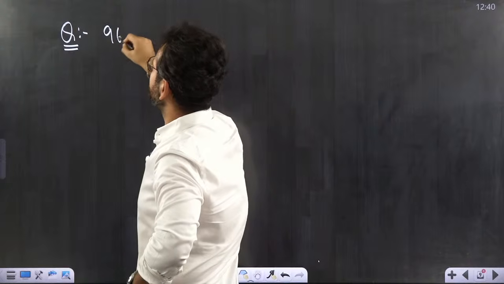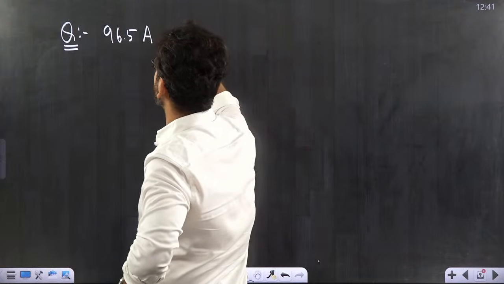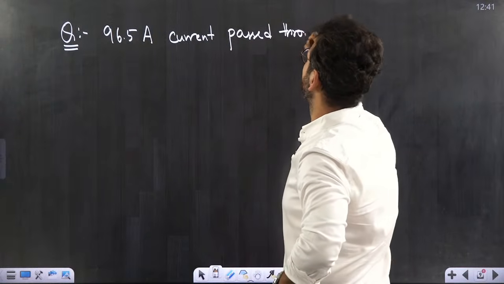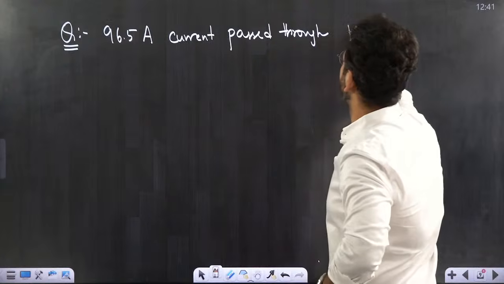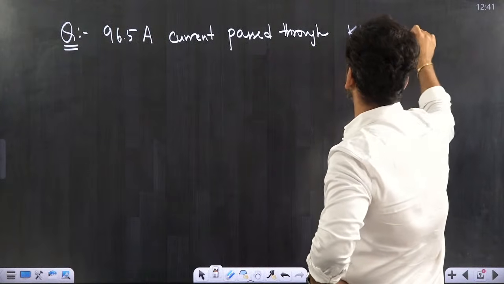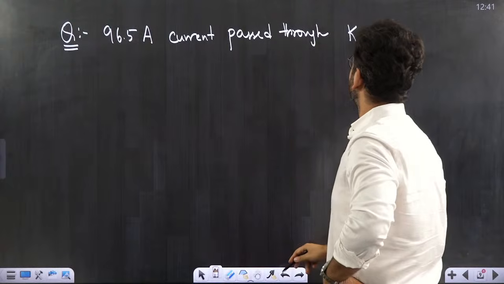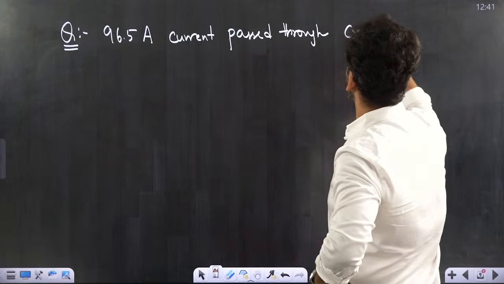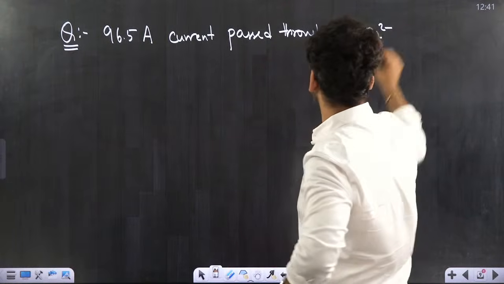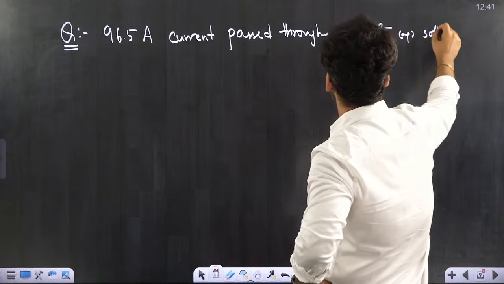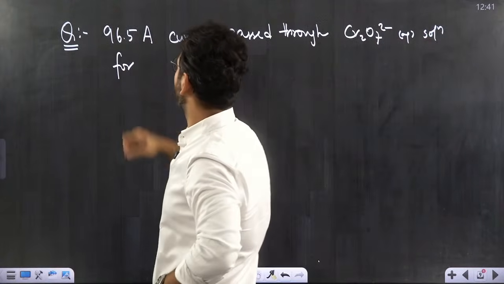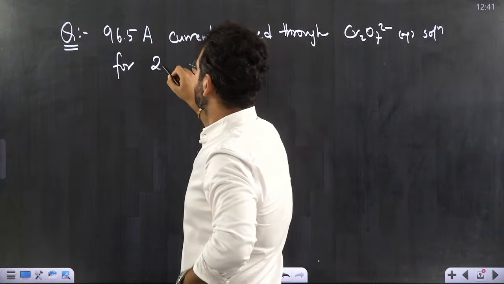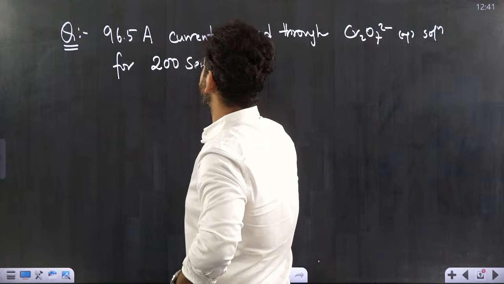Let's say 96.5 ampere current is passed through Cr2O7 2 negative aqueous solution for 200 seconds.